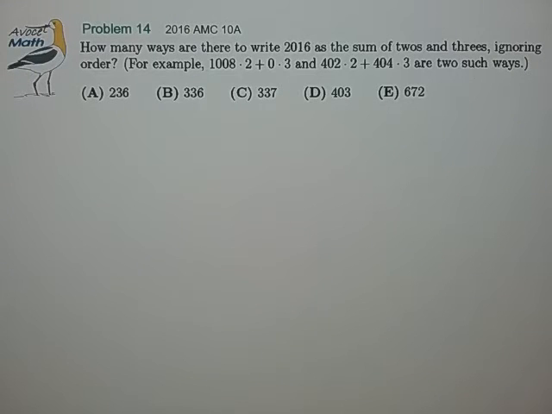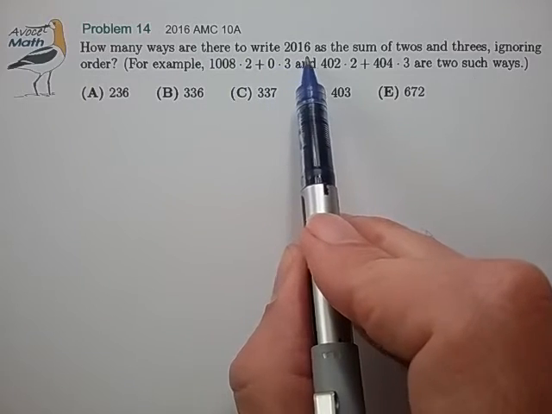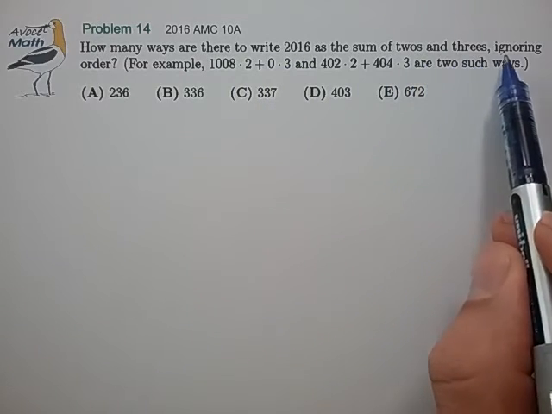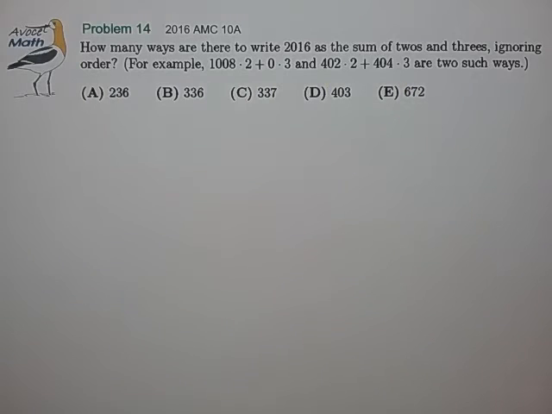Hi, this is problem 14 from the AMC 10A. How many ways are there to write 2016 as the sum of 2's and 3's, ignoring order, given these two examples? Now, if you've seen the videos on linear two-variable integer equations, this problem will be easy for you.